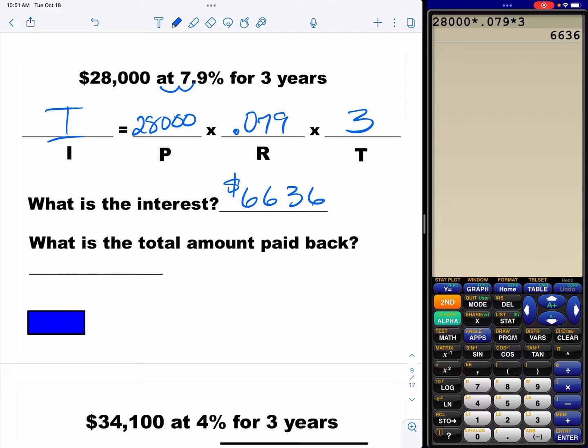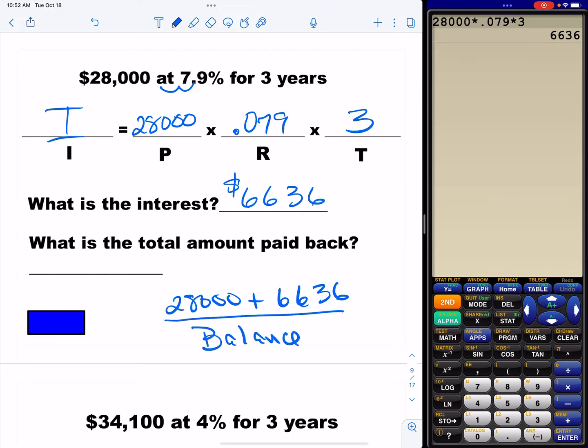Now, this particular question asks us for one additional thing. It says, what is the total amount that you're going to have to pay back? So if you borrowed $28,000, the bank is going to expect you to pay that $28,000 back, plus what we call interest, because they charge you a fee, basically, for using their money. And that fee is called interest. So in order to find the total amount, you're going to take that $28,000, which was the original amount, and add to that the amount of interest that we have accumulated. This term right here is called balance. That is the balance of the account, or the balance that is due.